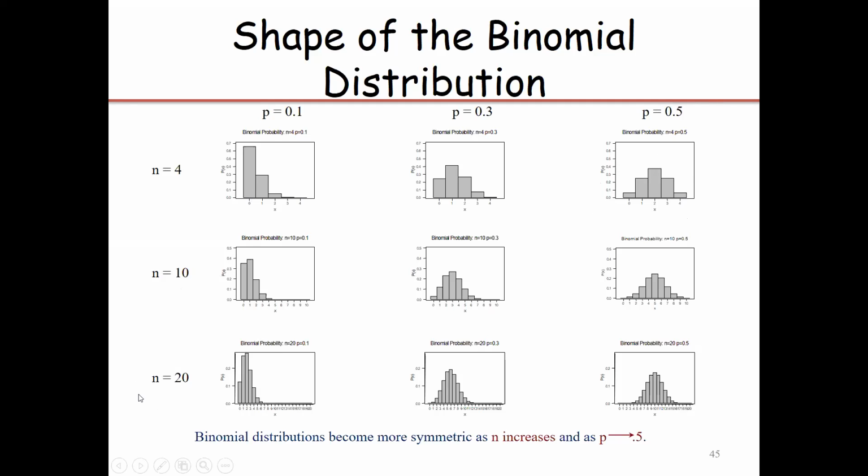We cannot have n more than 20, because the binomial is used for up to 20 values. So if p is more than 0.5, like 0.6, 0.7, 0.8, the shape of the distribution becomes a negatively skewed distribution. If p is smaller than 0.5, it is a right skewed distribution. If it is greater than 0.5, it is a negatively skewed distribution.